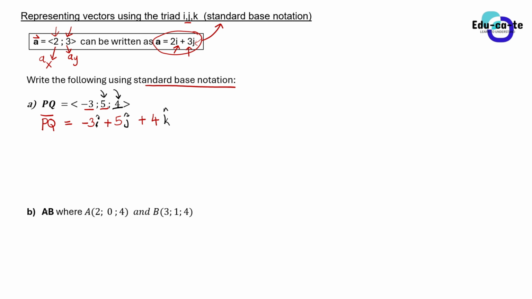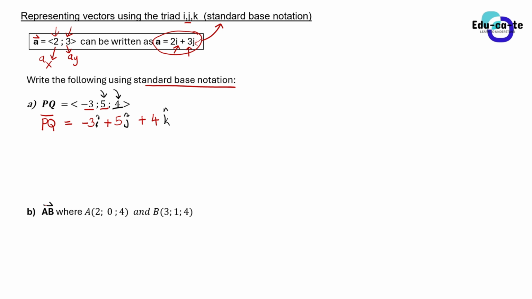We are given a vector AB, where A is given by (2, 0, 4) and B is given by (3, 1, 4). Now we have to express this using the standard base notation. Basically, to do that, you need the components of the vector. In this case, you are given the points of the vector.